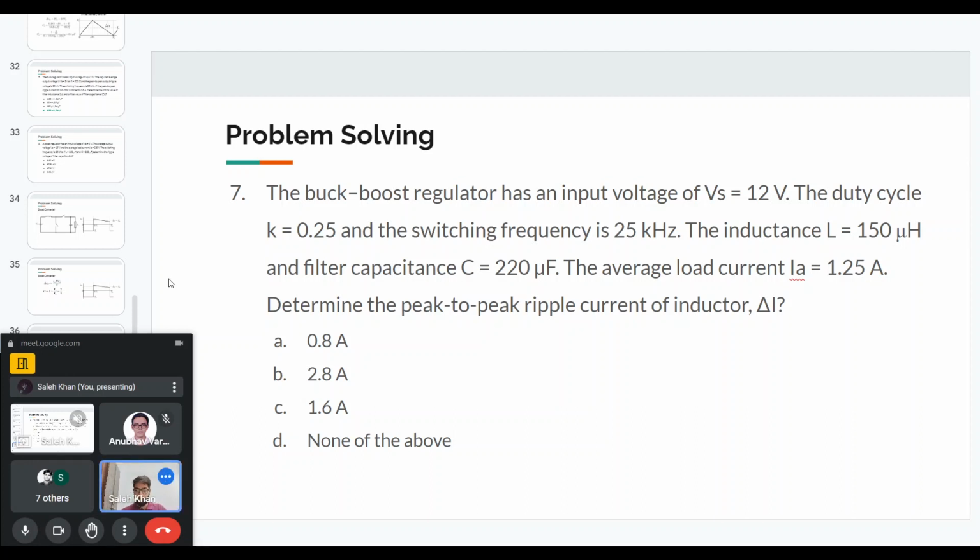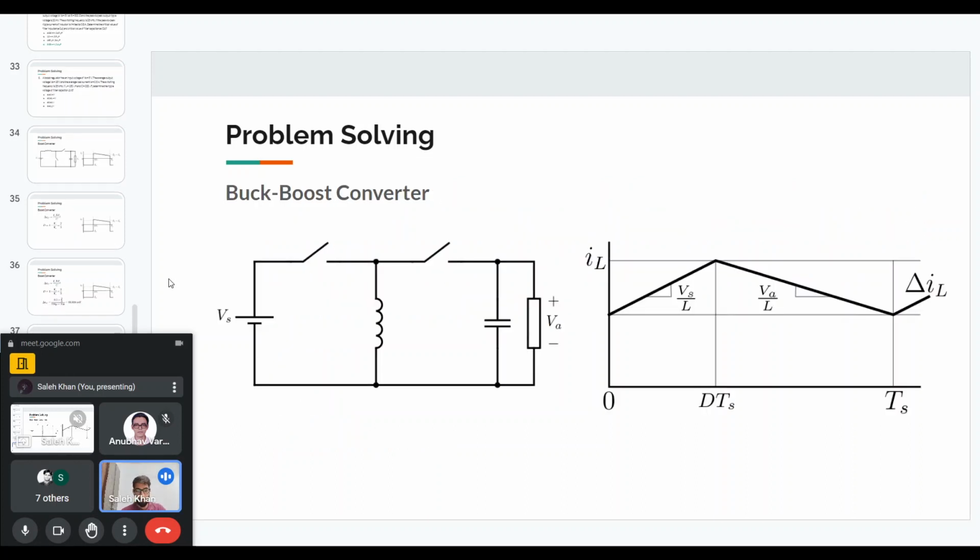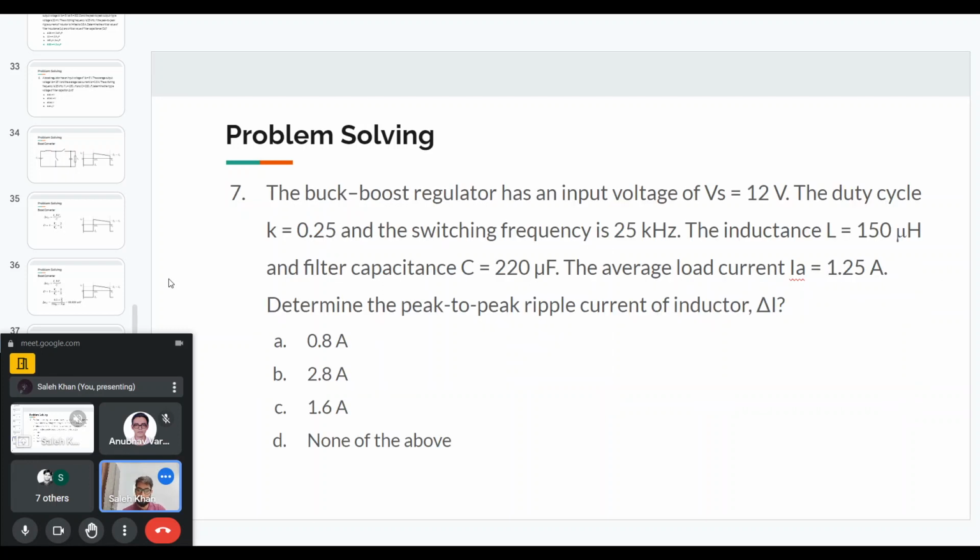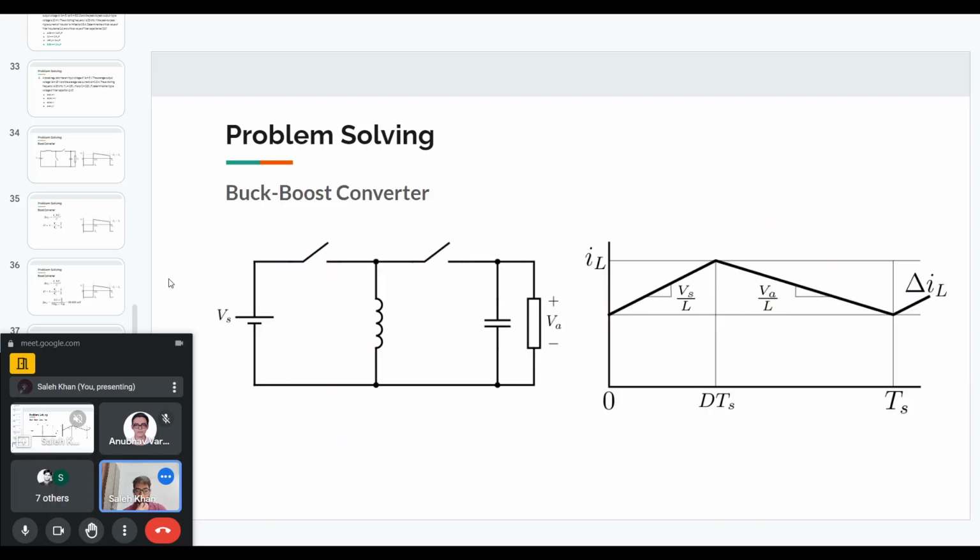Okay, so let us continue. One person has, I think, solved the question. The converter circuit is shown here, and we are asked to find the peak-to-peak ripple current of the inductor. In this case, when the left switch is on, the voltage across the inductor will be the input voltage. Since the input voltage is positive, the inductor current will rise, and the slope will be the input voltage divided by the inductor value.